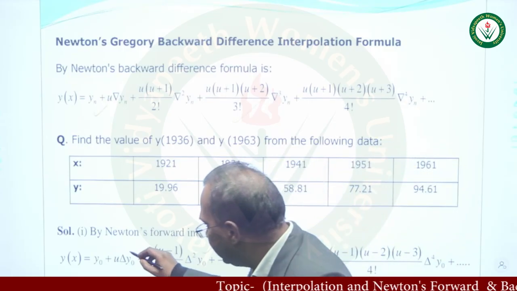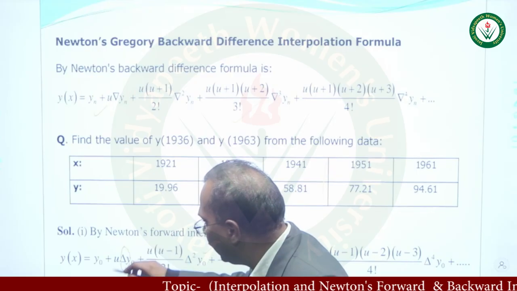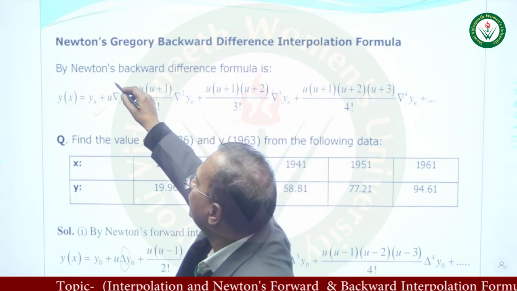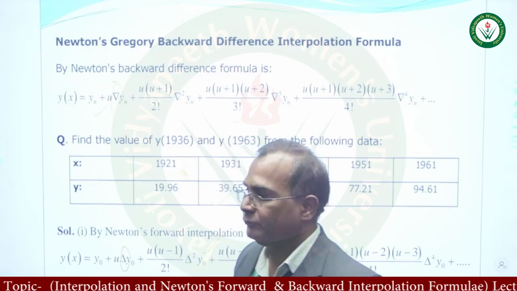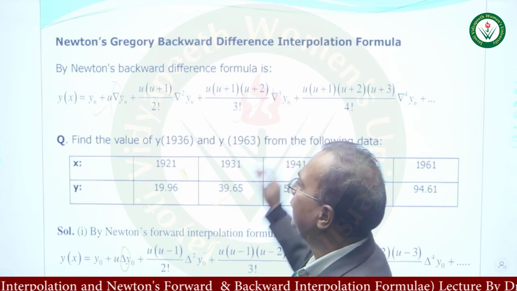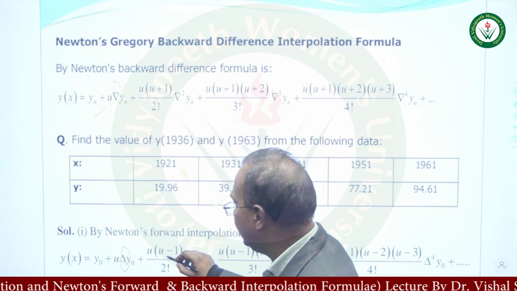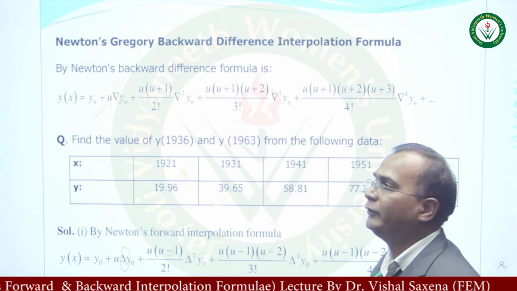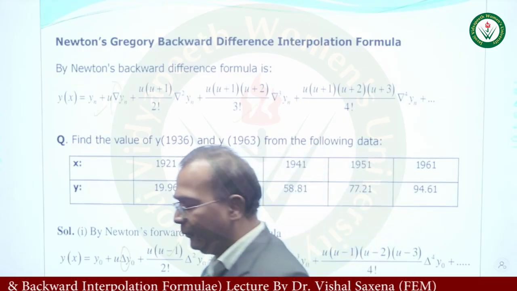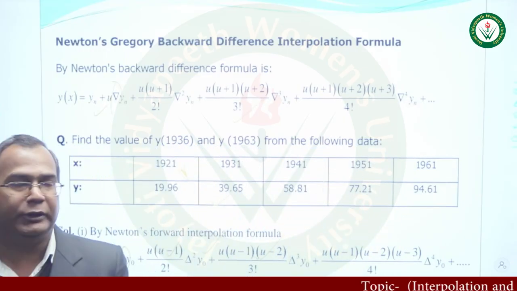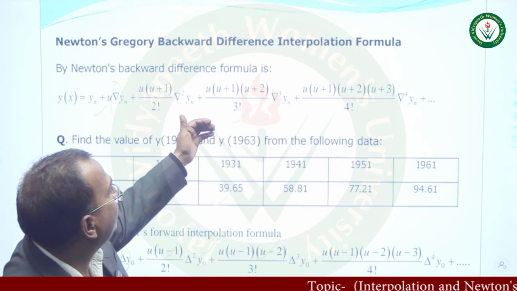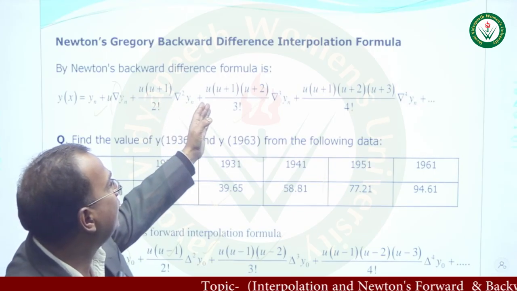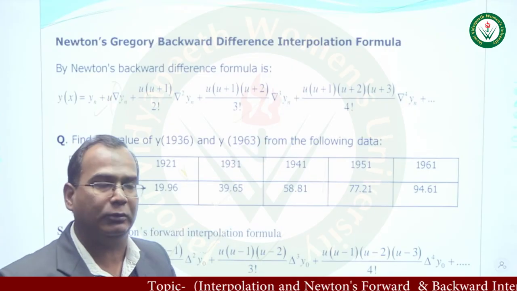In the forward formula, the del operator is coming there. In the backward interpolation formula, nabla is coming there, you can see throughout. And there is u into u minus 1, u into u minus 1, u minus 2, meaning negative signs will come there, while in the backward interpolation formula these are converted into positive. So u into u plus 1, u plus 2 and so on.